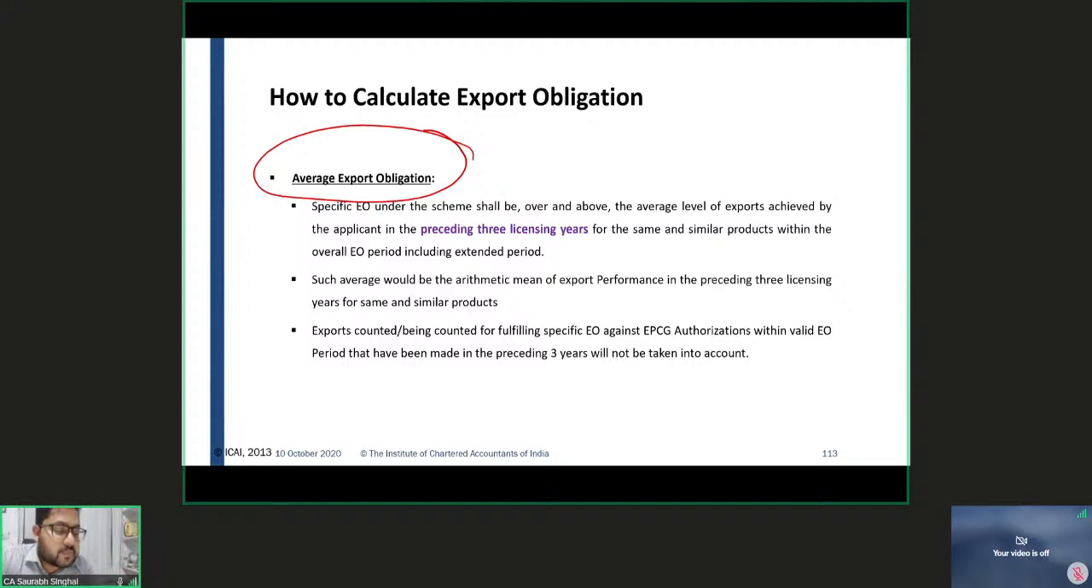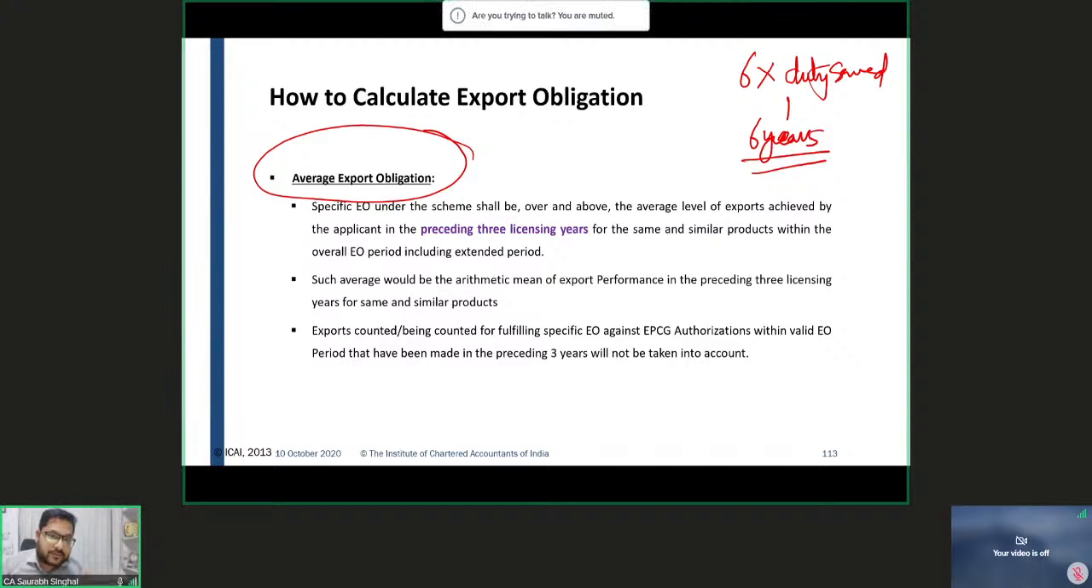So you have to achieve specific EO of 6 times of duty saved. This has to be achieved in 6 years. Correct? Now, in these 6 years, you also have to maintain average obligation. What is average obligation? Suppose you had got an EPCG for manufacture of mouse. And this mouse, you were already manufacturing before import of this capital goods. So you were expanding your capacity. Before import of this capital goods, for additional capacity of mouse, you were already exporting mouse, suppose at an average of 100 units per year.